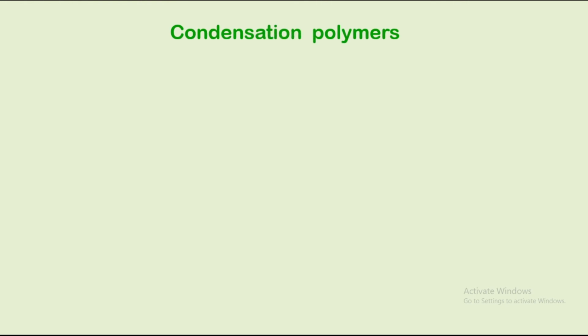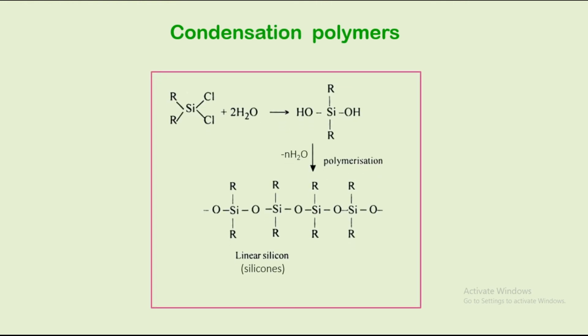Now, for a condensation polymer, for better understanding, there is one example in which R2SiCl2, when reacted with water, forms silanediol, R2Si(OH)2. This molecule, upon polymerization by removal of small molecules such as water, gives linear silicone, also known as silicones, in which silicon and oxygen are present alternately. This is one example of a condensation polymer.